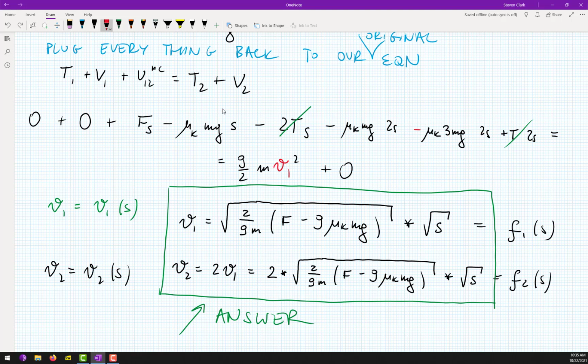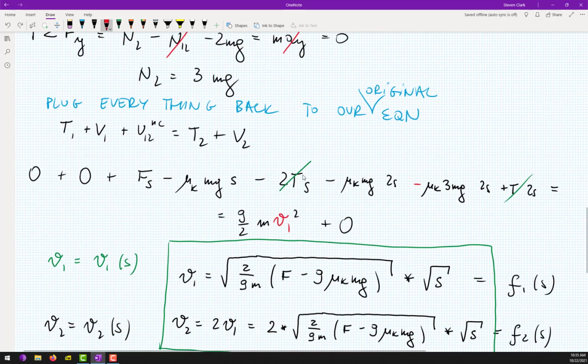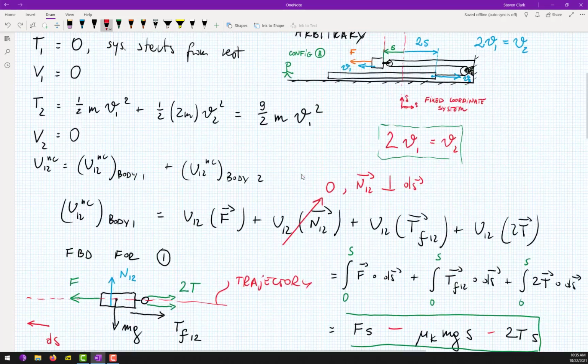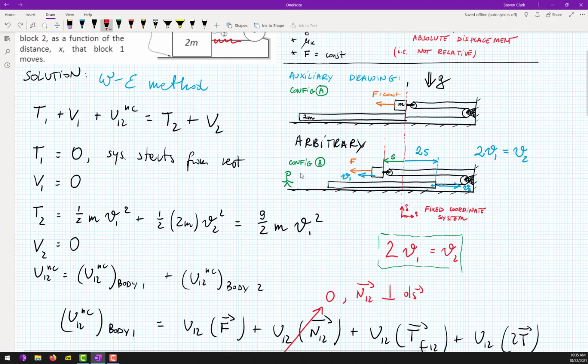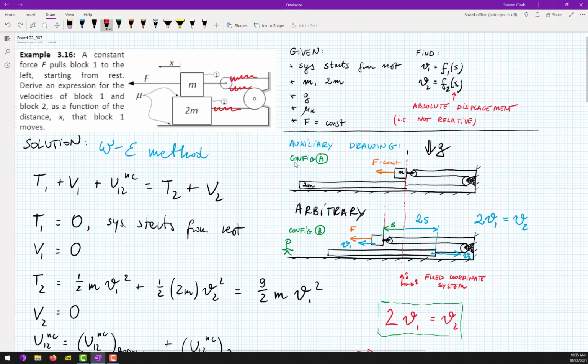How do you like it? How does it look from your perspective, guys? It's digestible? Maybe try at home the other way. Just try to solve it for the entire system. Try to write U12 non-conservative for the entire system. Maybe this will help you. Okay, I like that problem for some quirky reason. I don't know. It's a good problem. Okay. Example number 2. Let's do it.